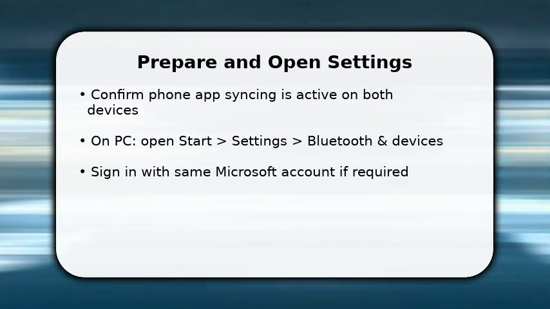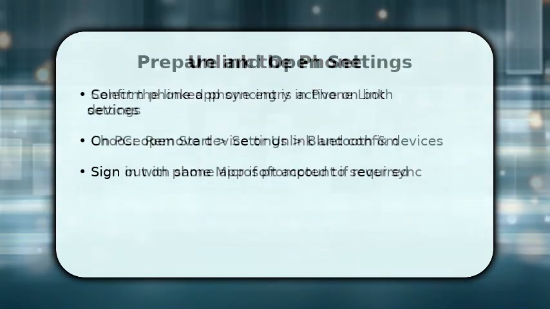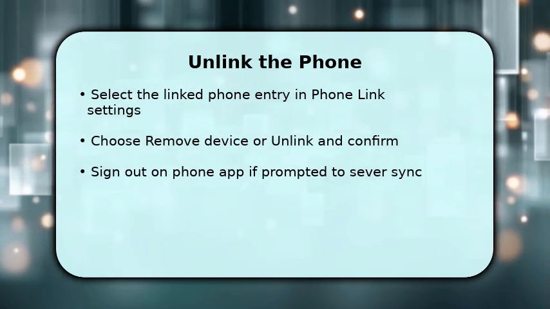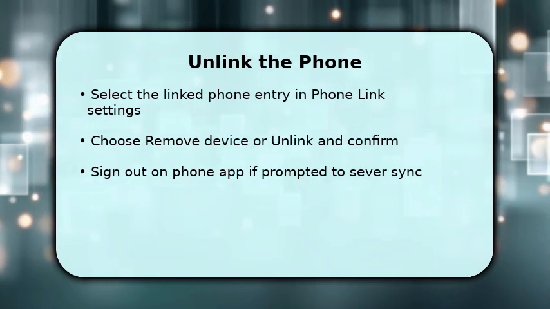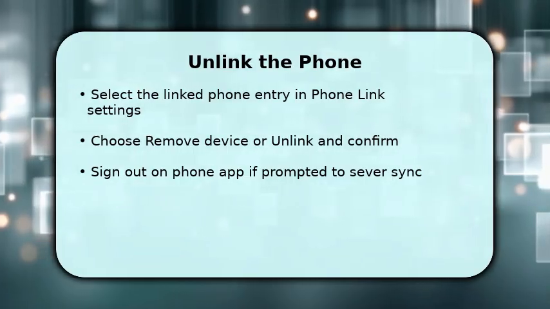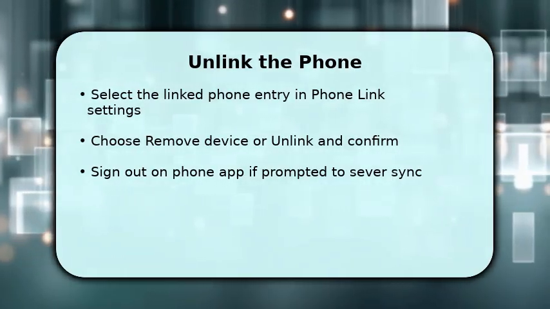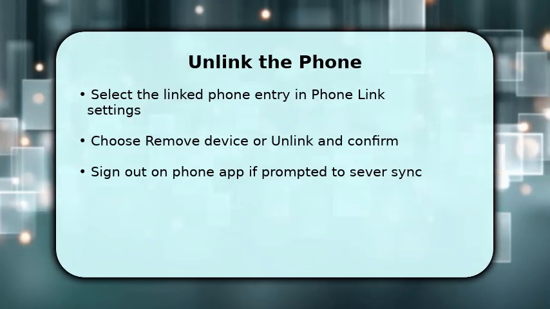Now you'll remove the connection. In the PhoneLink page, select the phone listed and choose Remove Device or Unlink from the context options. Confirm when Windows asks if you want to stop syncing messages, notifications, and storage access.